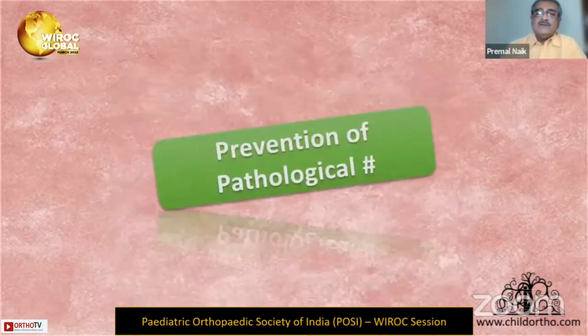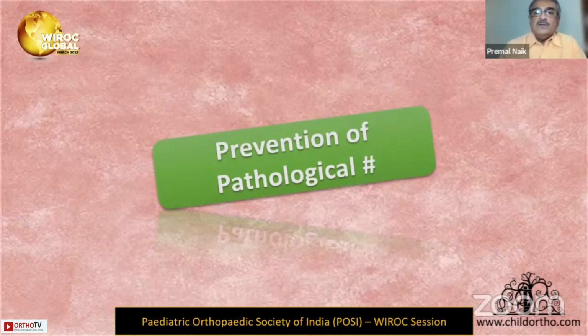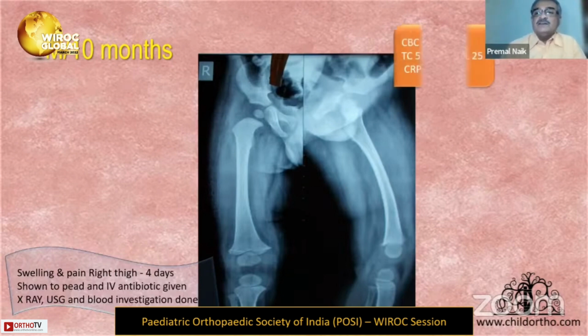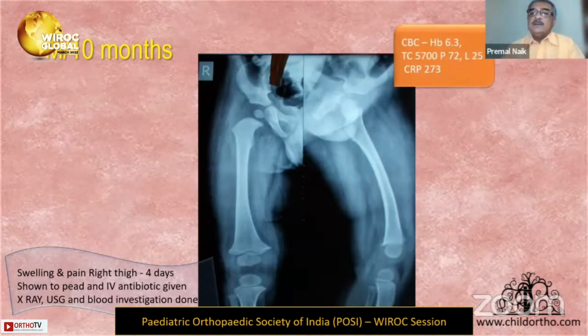So now let's look at how we can prevent the pathological fracture. A few examples have already been given by Sandeep. This was a child who presented to a pediatrician with pain and swelling for 4 days. An X-ray and sonography were done, which were both normal because it was the stage of intraosseous abscess. The inflammatory markers were significantly high. The child was put on IV antibiotics.